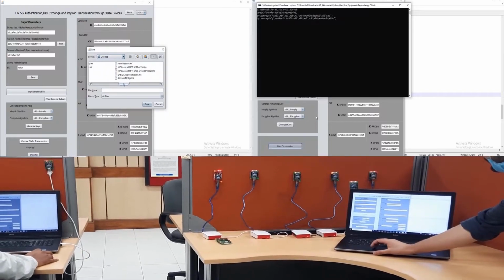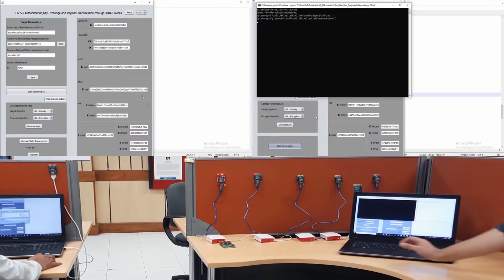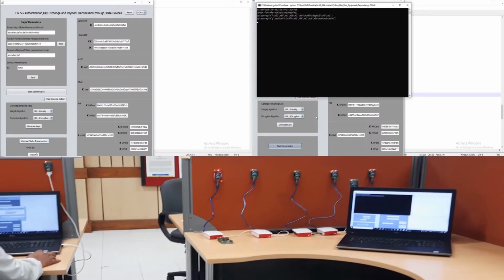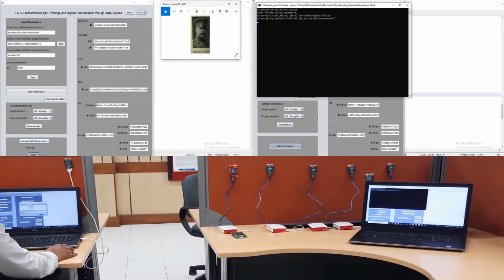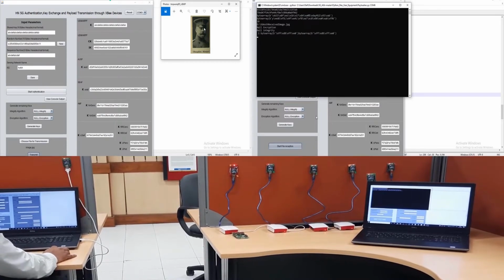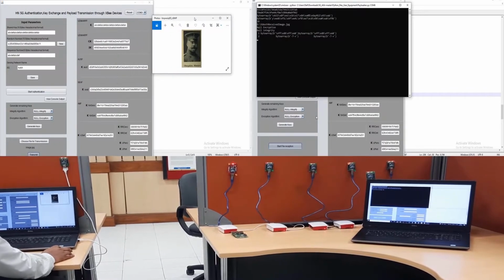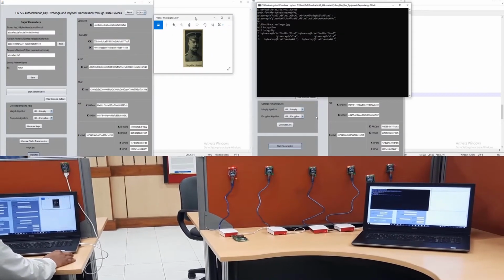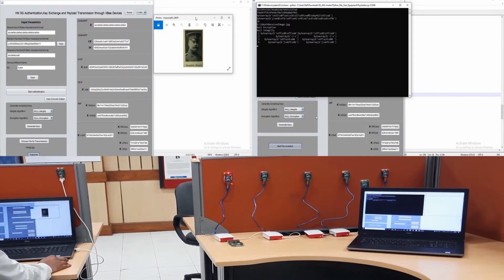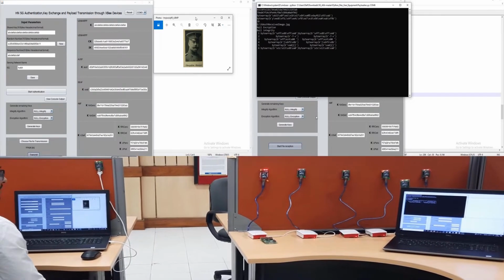For the payload transmission, we are selecting an image. This image will be transmitted to the UE side. This image is being transmitted to the UE. We can see that the UE is receiving the image packet by packet. As the image size is big, it is taking some time.